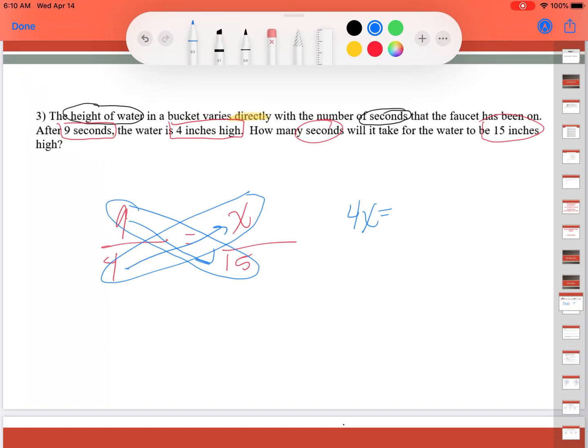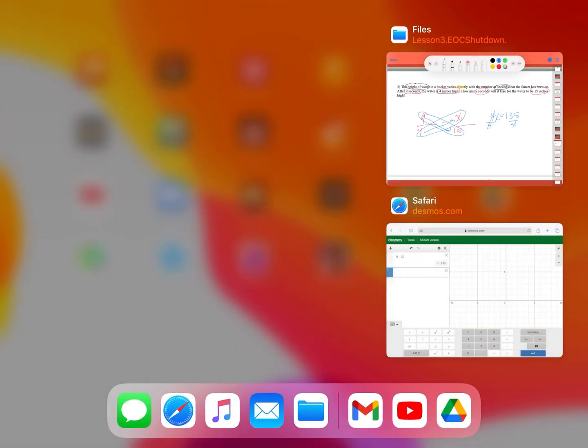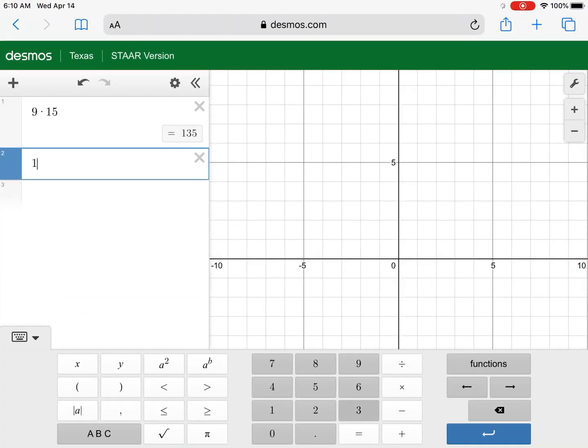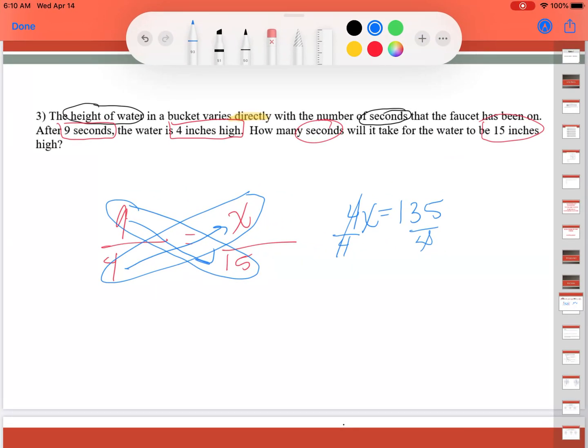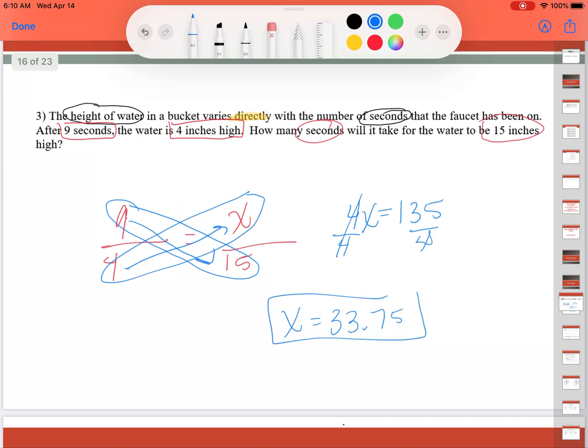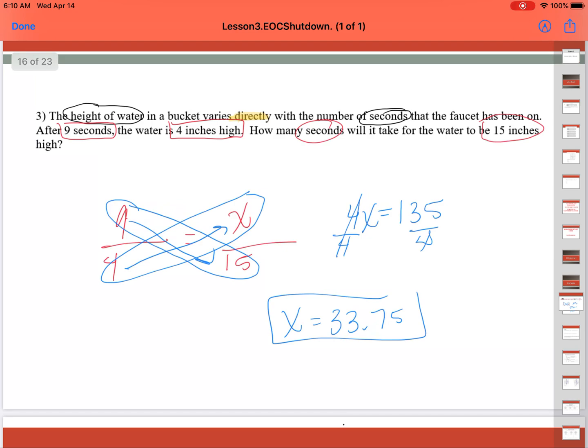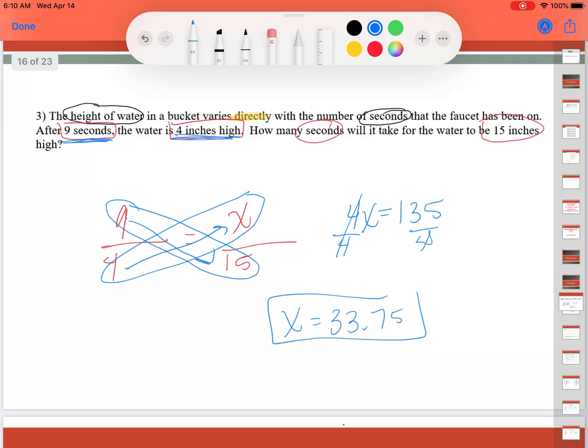Equals 135. Divide by 4. 135 divided by 4 is the number 33.75. Easy. Okay, so proportional. I just wrote the first word over what it goes with.